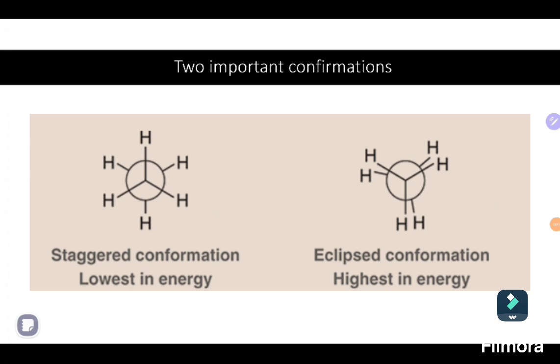The eclipsed conformation has all of the atoms in line. They're drawn right next to each other so that we can see all of them, but in the eclipsed conformation, we're understanding that those atoms are all basically at 0 degrees to one another. They're in perfectly straight lines. And those are the two most important conformations, because the staggered conformation is always the lowest energy conformation of any molecule, and one of the eclipsed conformations is always the highest energy conformation in any molecule.